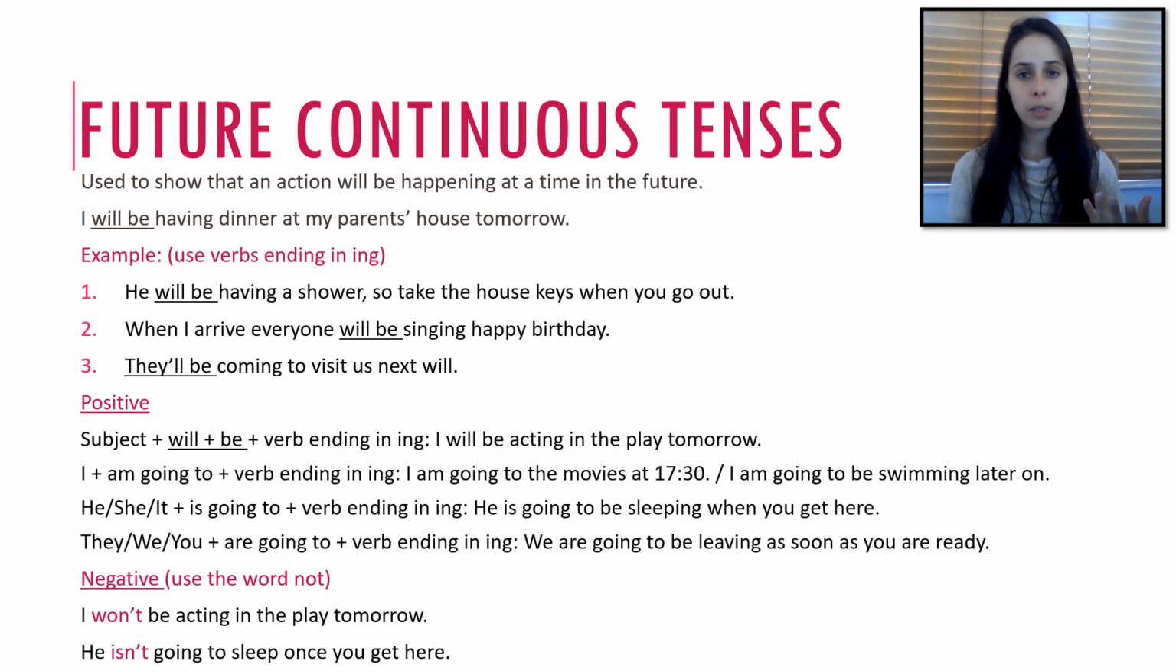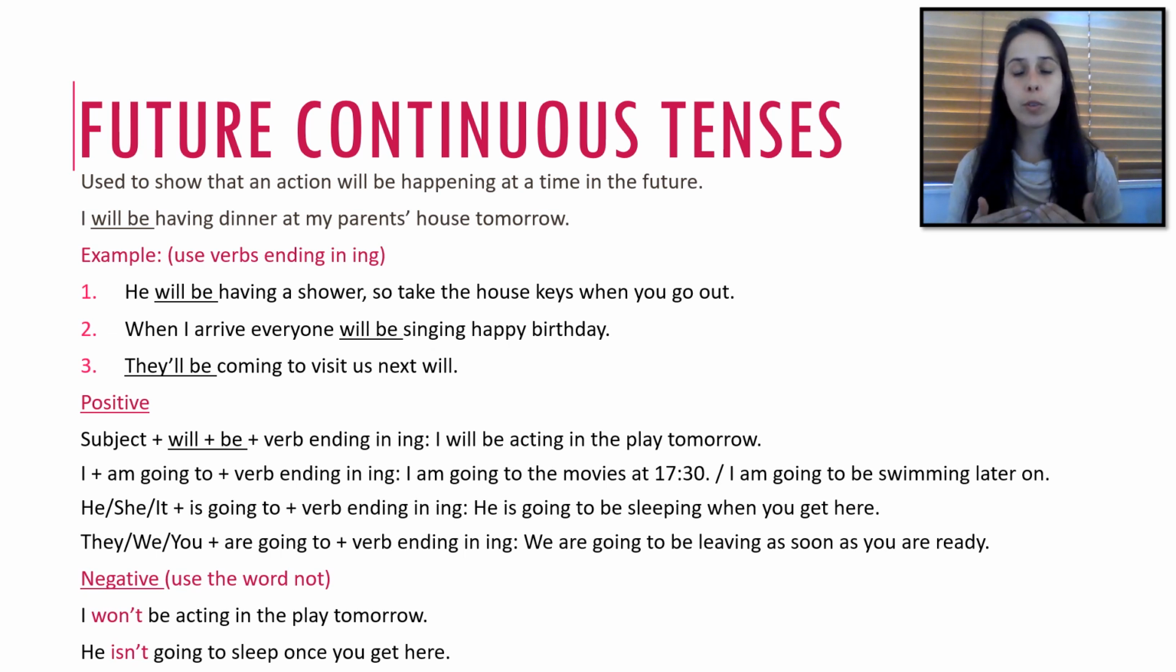But also another big difference, like I said a while ago, was that your continuous often has more information or something else that's happening at the same time as something else. Okay, something else that's happening. Then with your negatives, again, you're just adding not. You can often use contractions here. I won't be acting in the play tomorrow. He isn't going to sleep when you get here.